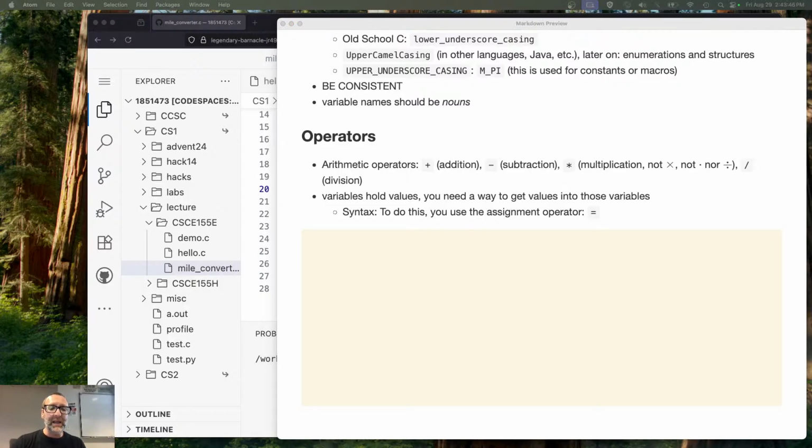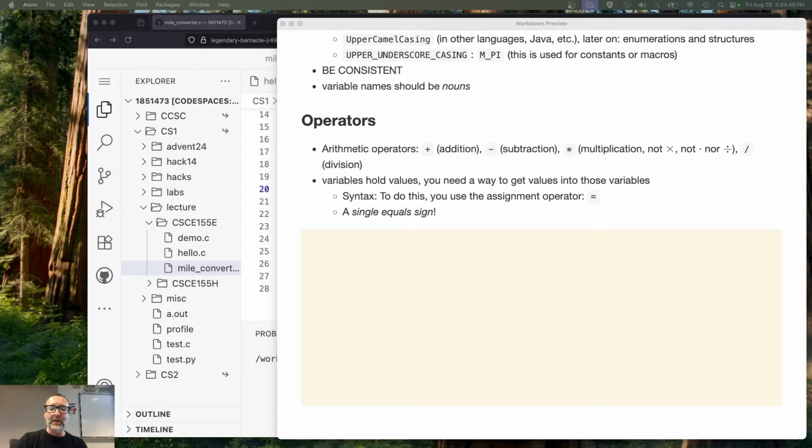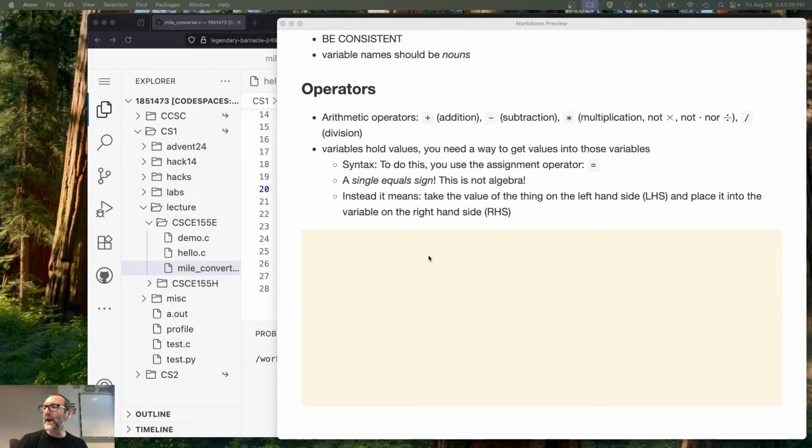It is not an equal sign, right? It is not algebra. This is not algebra, right? It is not an equal sign in algebra. Instead, again, it means take the thing on the right-hand side, or take the value of the thing on the right-hand side. I've got that wrong. Right-hand side, right? Right-hand side, and place it into the variable on the left-hand side, LHS, right? There we go. It only ever works like that.